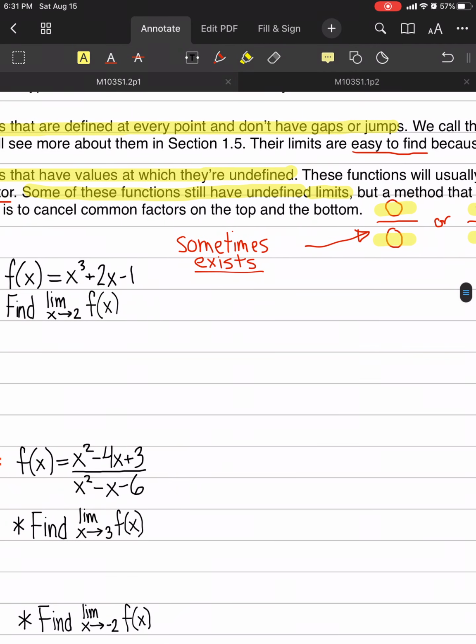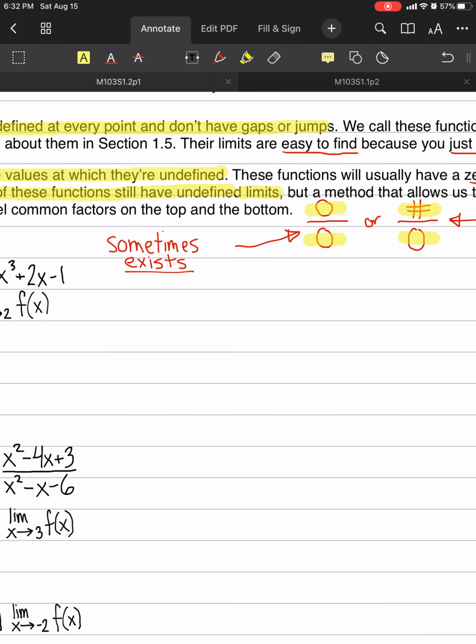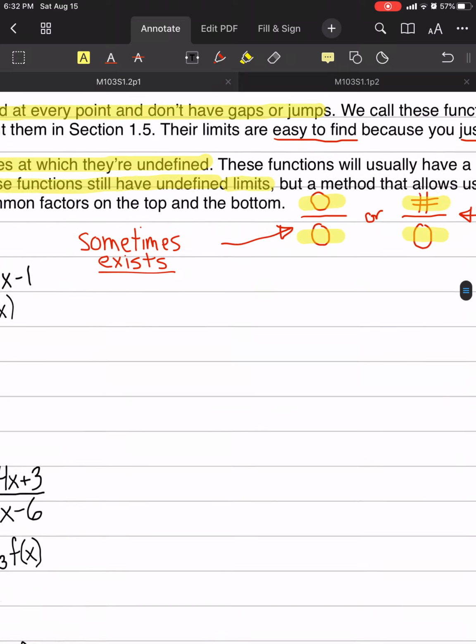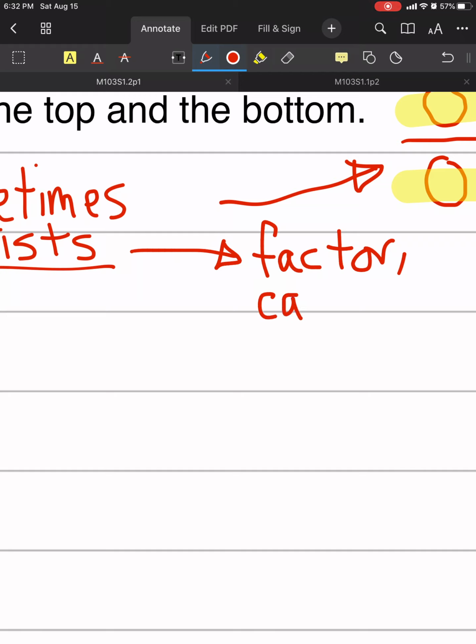And the point of what you have to do here is, in this first case where you have 0 over 0, you have to factor the top and the bottom and try canceling and then plugging in. And if you can plug in and get a value, then even though the function might not exist, the limit still would and would have that value. So essentially what you're going to be doing here is you're going to factor, cancel, and plug in.